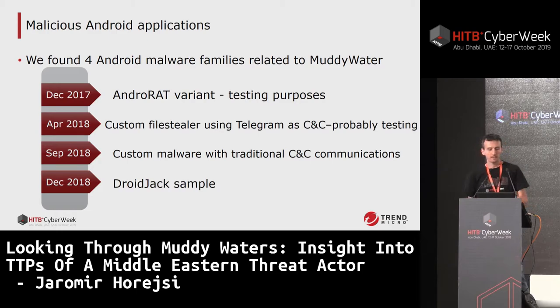They also used some Android applications. For Android applications, we have very little information, very little visibility. We found just four applications and we don't know much about them. We are not sure how all of them were distributed, but we can see this timeline, and we can only say that two of them, AndroRat and Droidjack, are commodity malware, available on GitHub and other sources online.